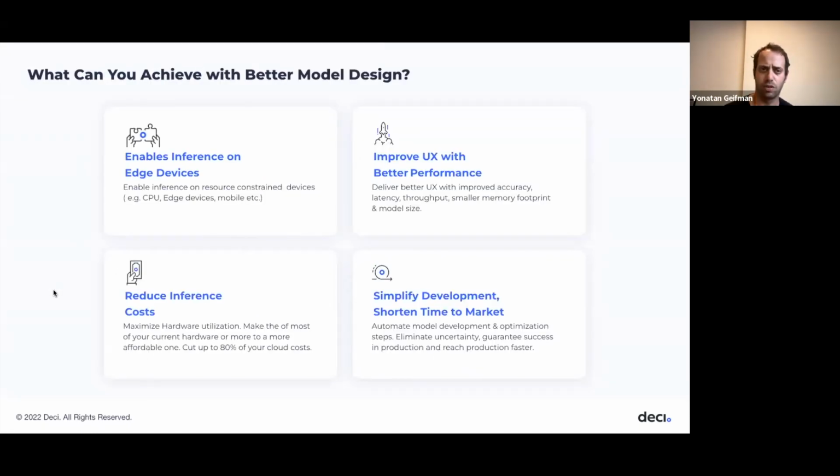So to summarize, with DESI and AutoNAC in general, you can enable inference on edge devices. You can reduce the inference cost if you're working in the cloud by improving the throughput or the utilization of the hardware that you already pay for. You can improve the user experience with better performance at the edge, for example, in consumer applications that run deep learning in real time. And you can also simplify the development and shorten time to market by not needing to do those manual iterations time after time, training more and more models in order to improve another 0.5%, another 2 milliseconds in latency. You can do that automatically.